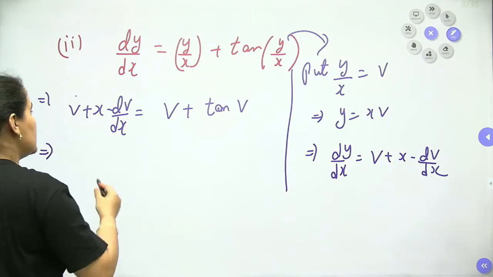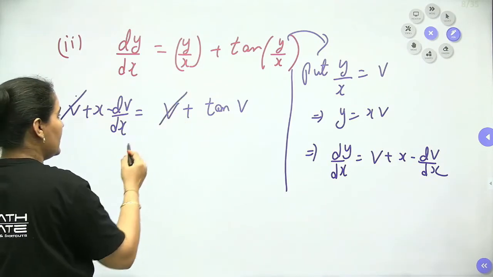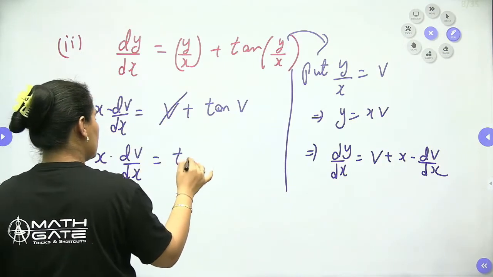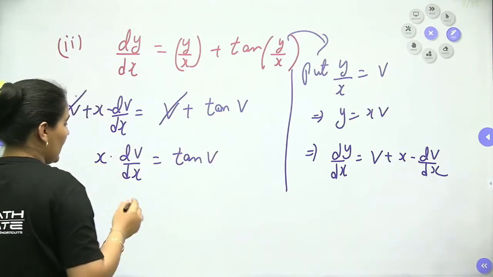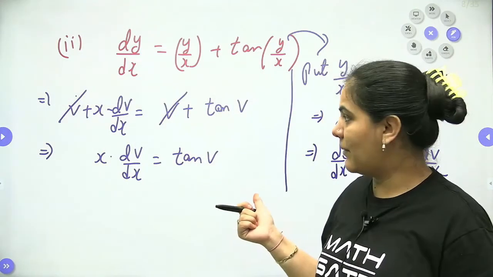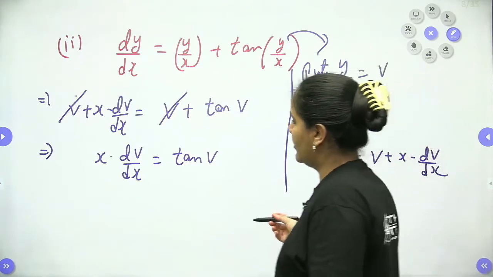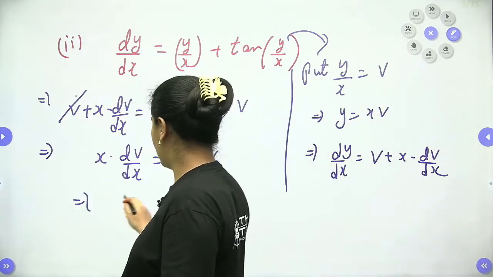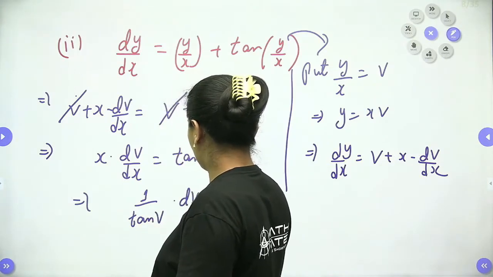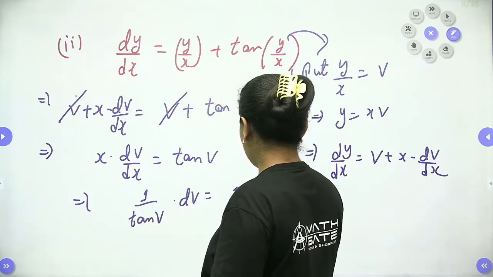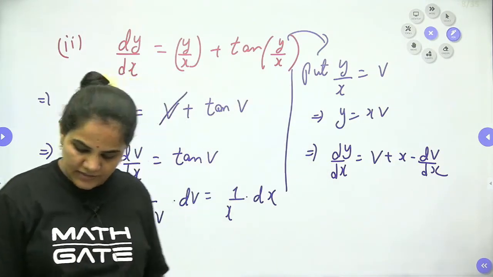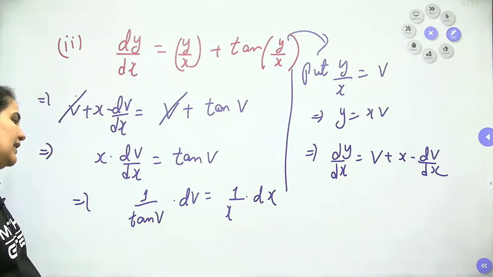So it will become, dear students, you can directly cancel out v and v. It will become x into dv by dx is equal to tan v only. Now we can easily separate the things. Here we can apply the variable separation form. So when we go with the variable separation, it will become 1 by tan v dv equals 1 by x into dx, right? So you can see easily here we can go with the variable separation form.